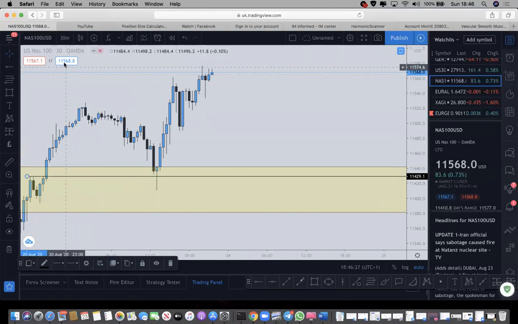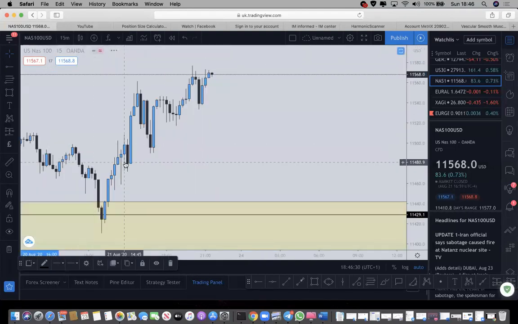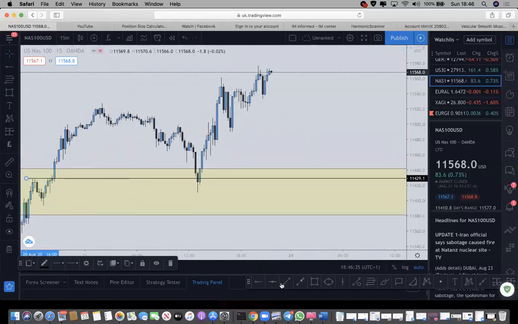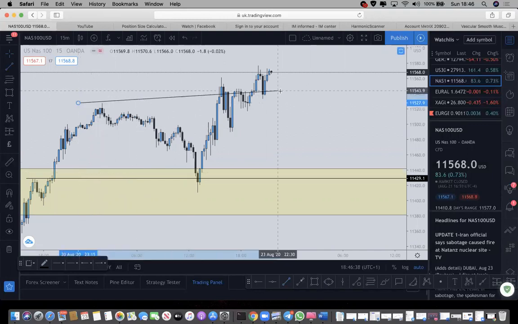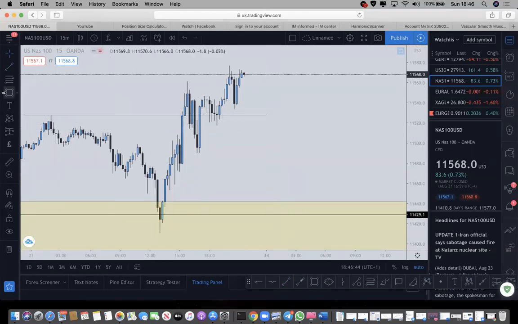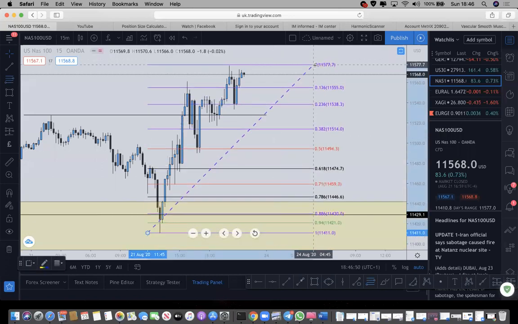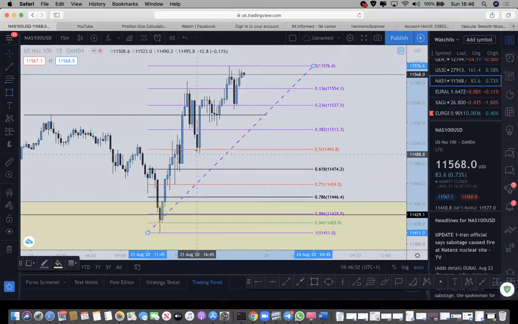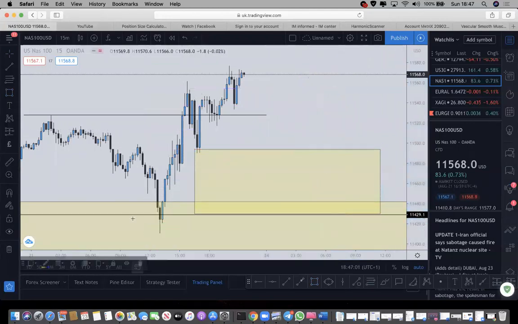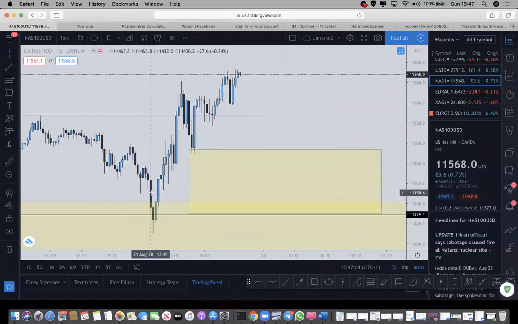We've broken structure right here. So any retracement on Nash below this region, I'll be looking for another buy. Inside that yellow box area, I'll be looking for another buy, where we cleanly have an imbalance sitting right here.